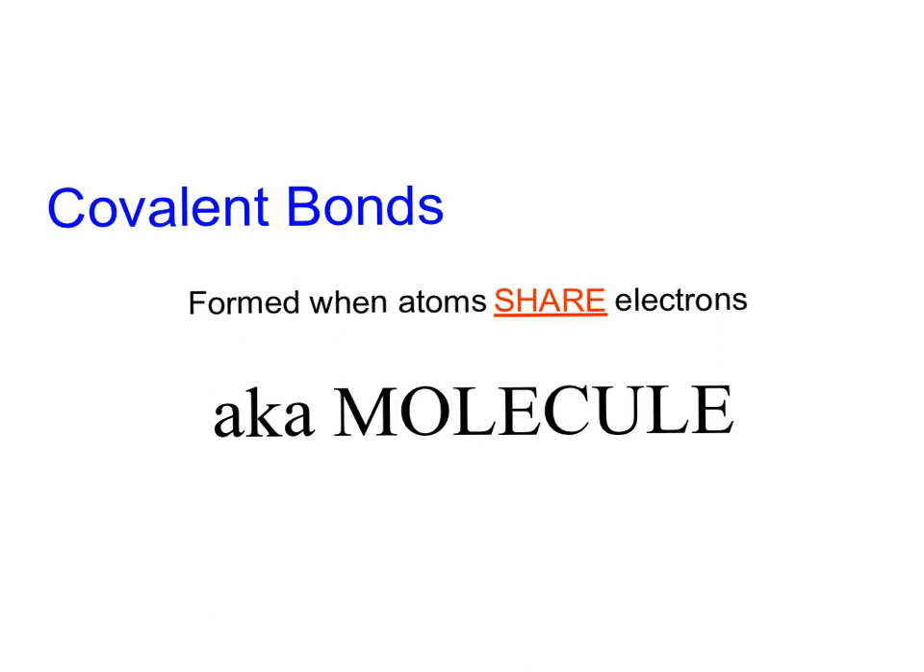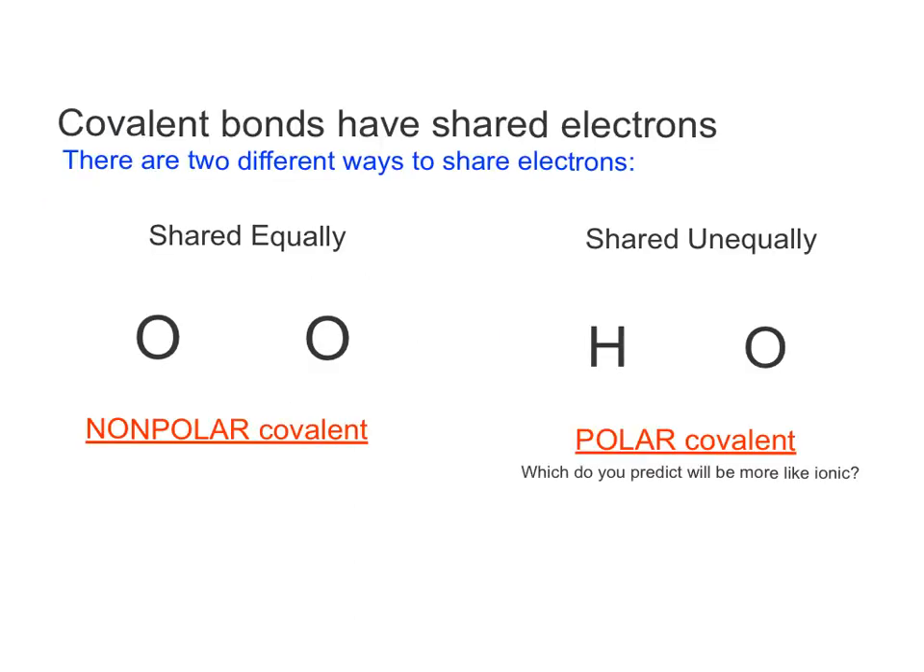This is the Chem 1 lecture over covalent bonding. Covalent bonds are formed when atoms share electrons, and those particles are called molecules. Molecules have electrons that they share. And there's two different ways that atoms can share their electrons. They can be shared equally or unequally.